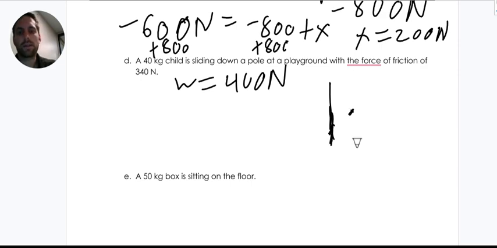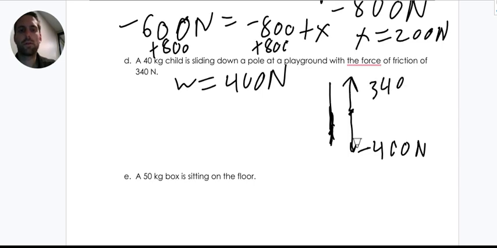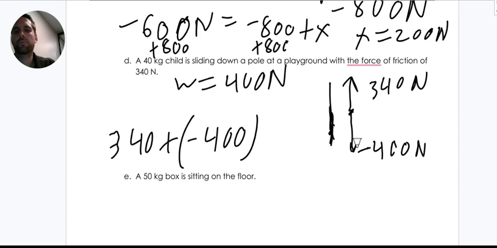Our weight is going downward, negative 400. And our force of friction is going to oppose that, so going upward, 340. Our net force, we add those together. So 340 minus 400, or technically when we're adding, we just say plus negative 400, but it doesn't matter much. So the value is negative 60 newtons. And that's our net force.